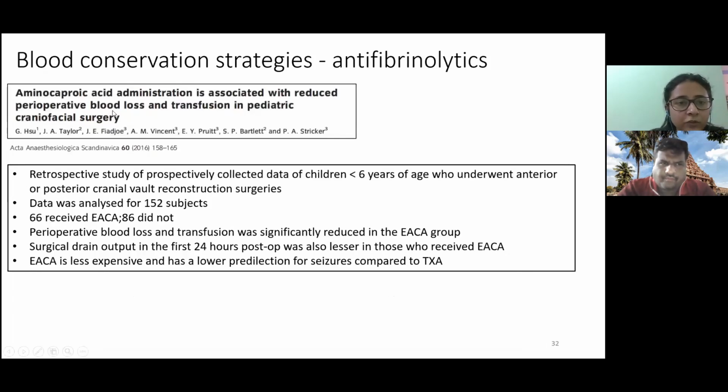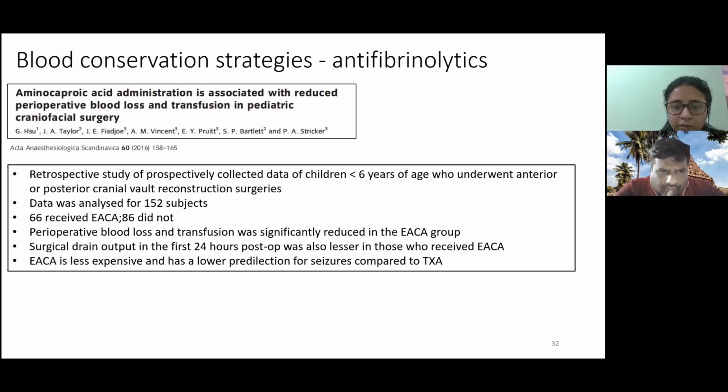This was a study which reported the use of aminocaproic acid in craniofacial surgery. This was published in 2016. This was a retrospective study of prospectively collected data of children less than 6 years of age who underwent anterior or posterior cranial vault reconstruction surgeries. Data was analyzed for 152 subjects.